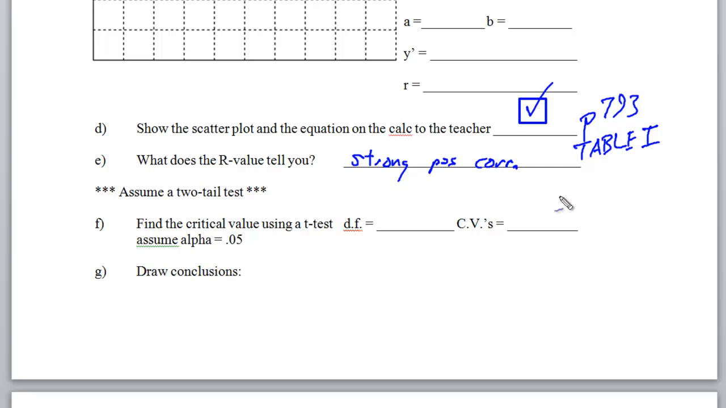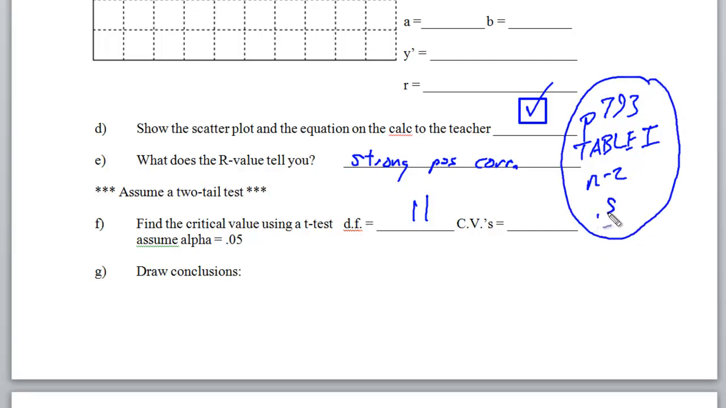According to the two-tail test here, we're going to go n minus 2. We had 11 degrees of freedom because we had 13 data points. According to that table on 793, any positive correlation above 0.553 would be considered enough for us to actually run the problem. And since we had something much greater than that, 0.913, then ta-da, we have it.